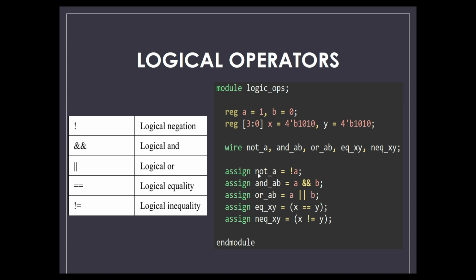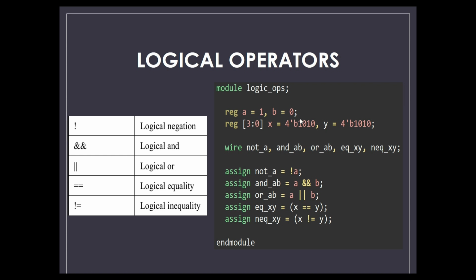Here, I am just assigning not of A. The logical negation operator helps us invert the value of A. Then there's the logical AND operator, which takes the logical AND between two values, A and B. Then the logical OR operator, logical equality, and logical inequality. Most of you can guess the answer: here A is 1, so not of A should be 0. A is 1, B is 0, so the output of AND AB should be 0. A is 1 while B is 0, so the output of OR should be 1.